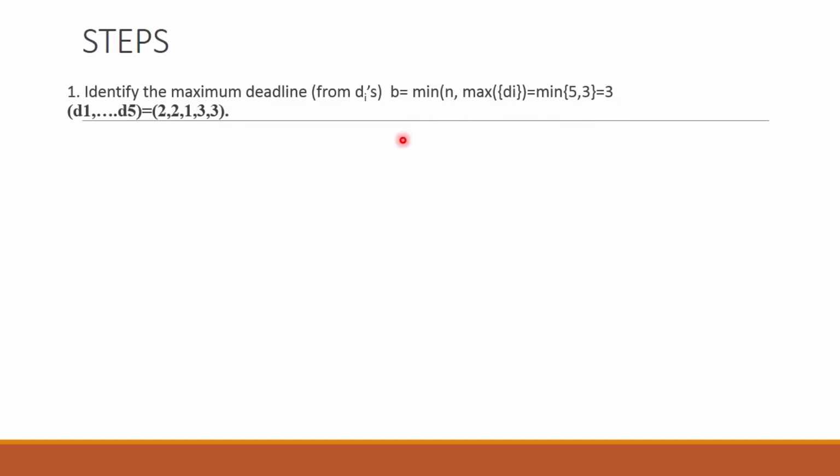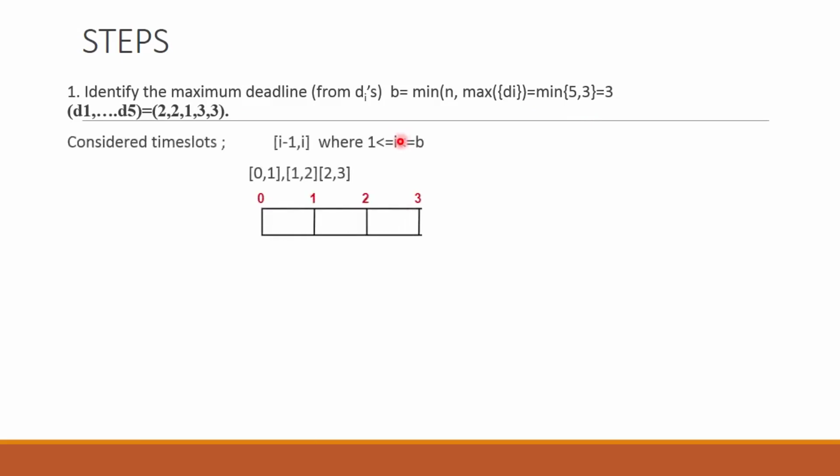What are those time slots up to 3? 0 to 1, 1 to 2, 2 to 3, as shown in the figure. If i is 1, this portion will be 0 to 1. Similarly, if i is 2, you get this, and if i is 3, you get this. So up to deadline 3, you can get the time slots, and these time slots tell where your job can get the machine.